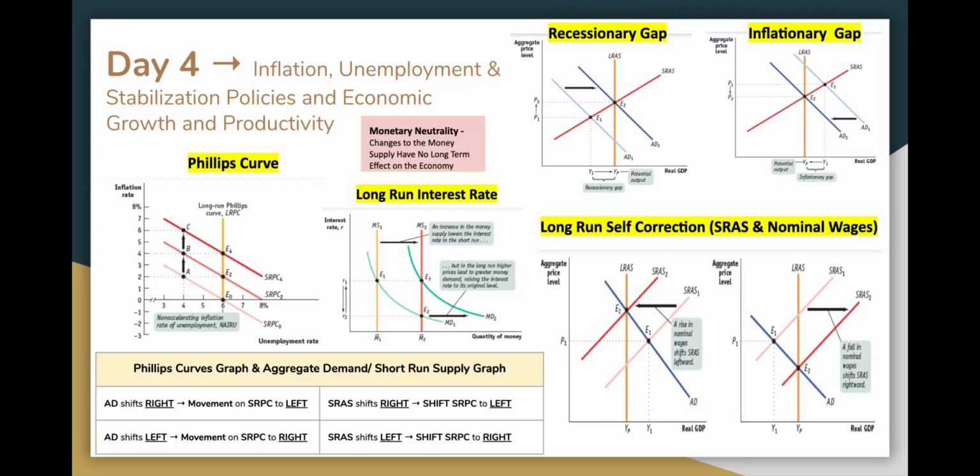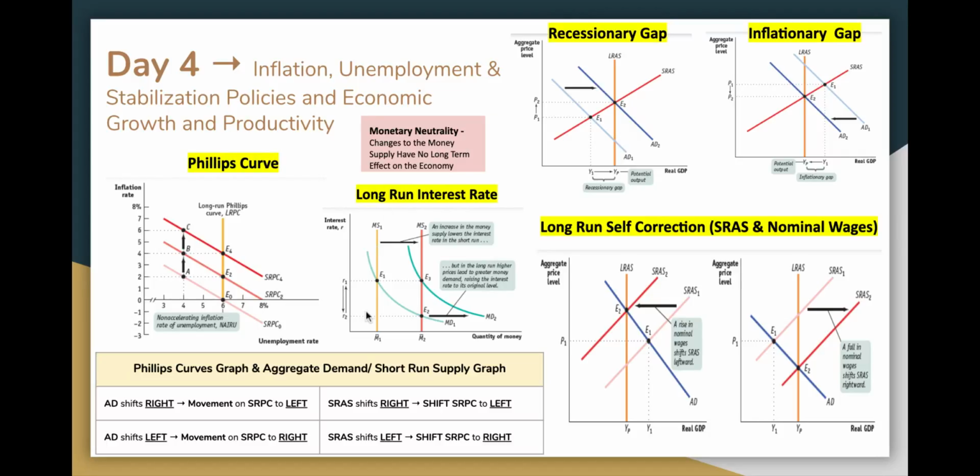The next thing that you need to be aware of is the long run interest rate. This is a vocabulary term that I've seen them use more than once. It's this idea of money neutrality. In the long run, if you change the money supply, there's no long-term effect on the economy because what ends up happening is it kind of self-corrects.